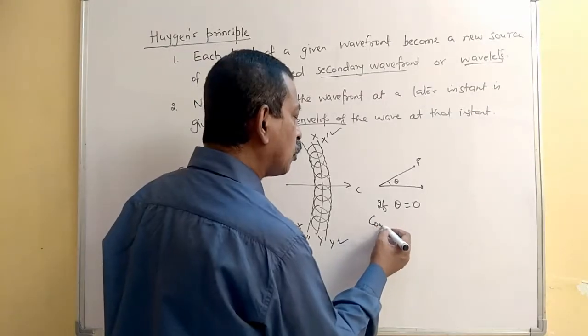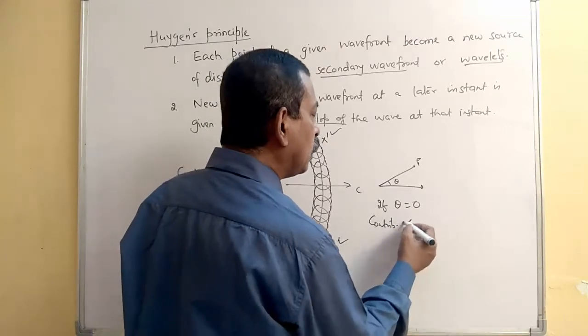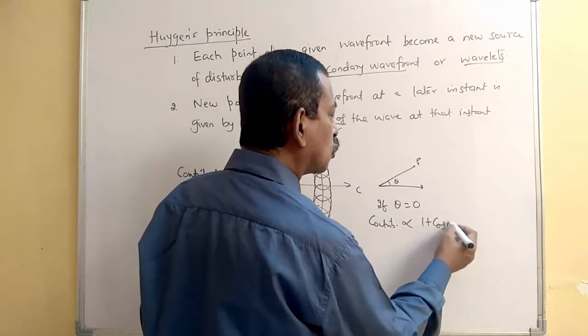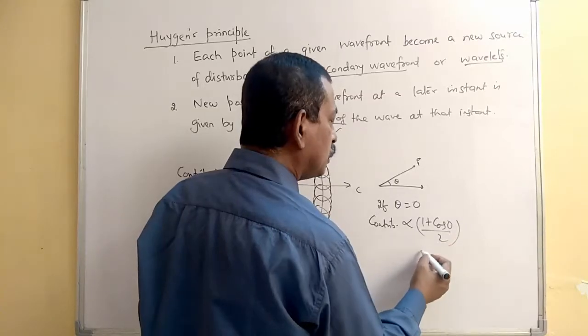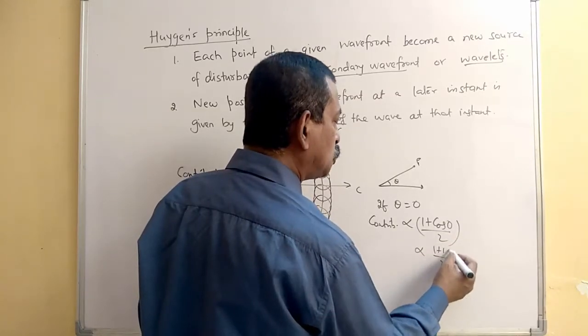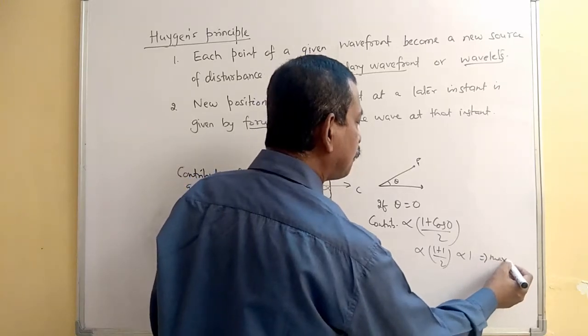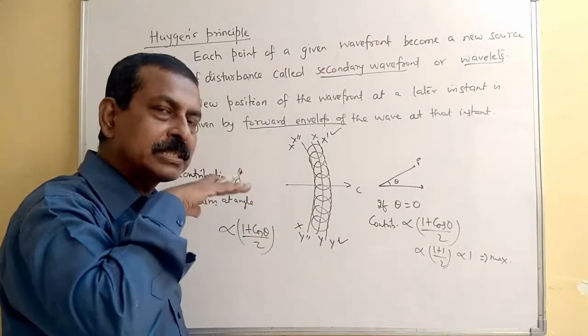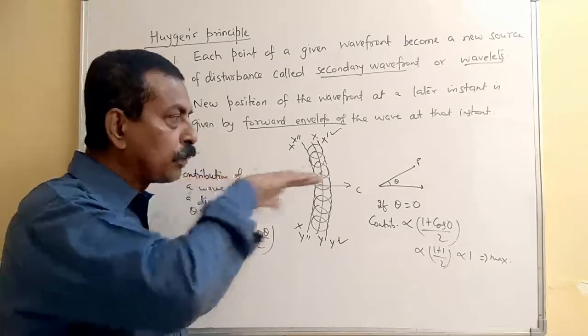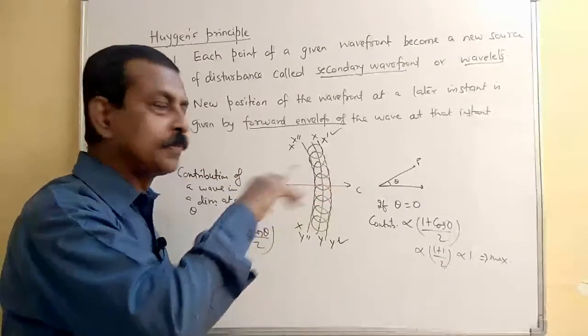So in that case, the contribution of the wave there will be proportional to (1 + cos 0)/2. So this is (1 + 1)/2, or that is proportional to 1, and that is your maximum. So there is a maximum contribution of the wave in the forward direction.